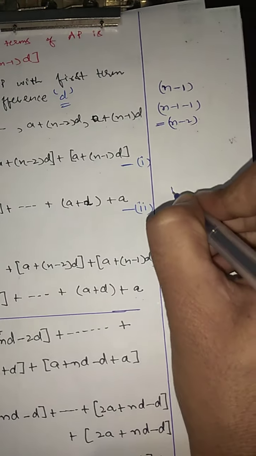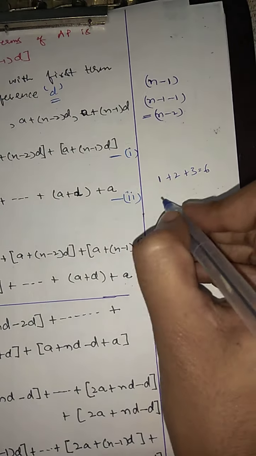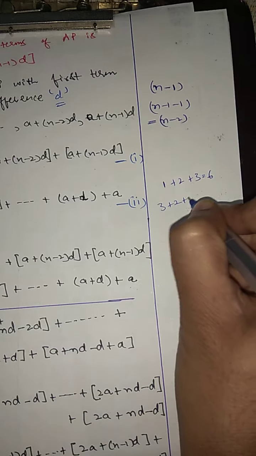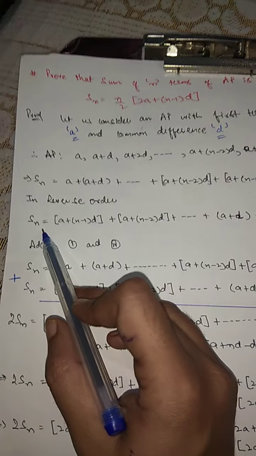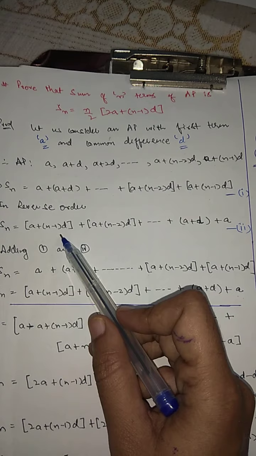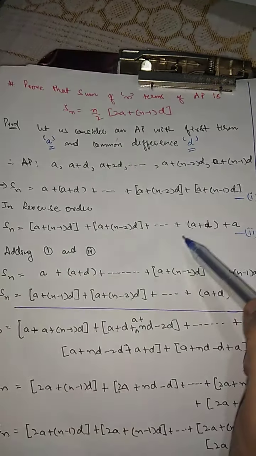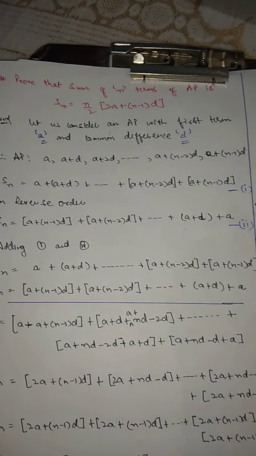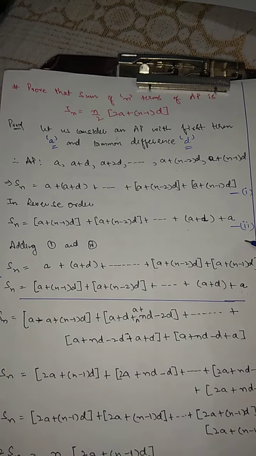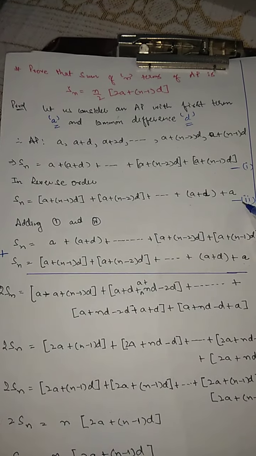In the reverse order, as you know that 1 plus 2 plus 3 is equal to 6, in reverse order, if we take the sum 3 plus 2 plus 1, it also remains 6. So in reverse order the sum also remains Sn, and we have reversed the terms of the AP, that is a plus n minus 1 into d, a plus n minus 2 into d, plus so on to plus a plus d plus a. This is equation first, equation second. So now we have to add equation first and second.